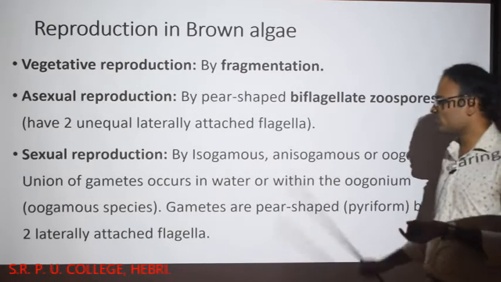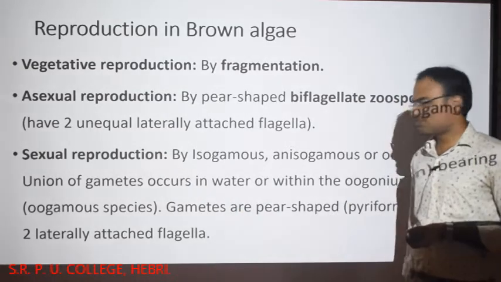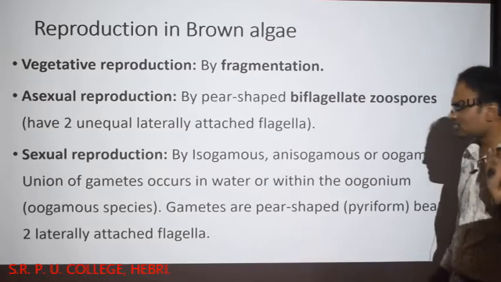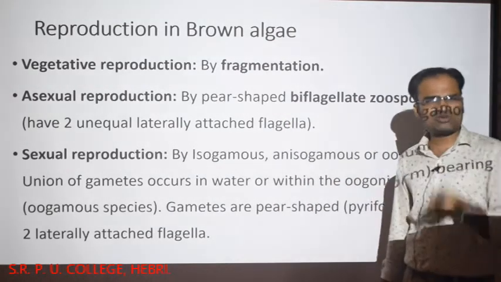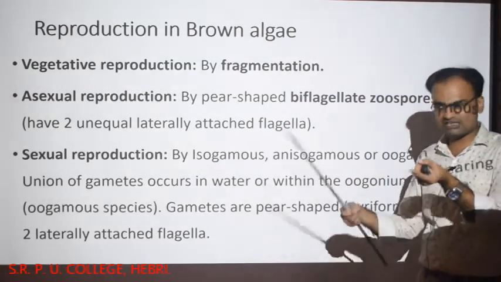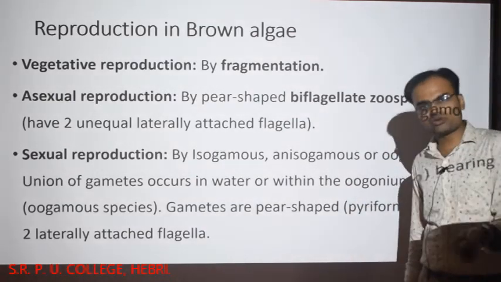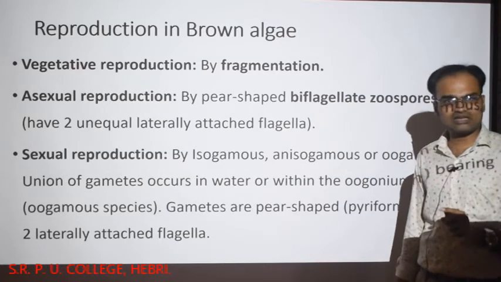Okay, its meaning we already know. And union of gametes occurs in water or within the oogonium. In water only, because almost all brown algae are marine habitat. That means they are always aquatic in nature. That's why they must require a medium for the fusion of male and female gamete, that is the water.